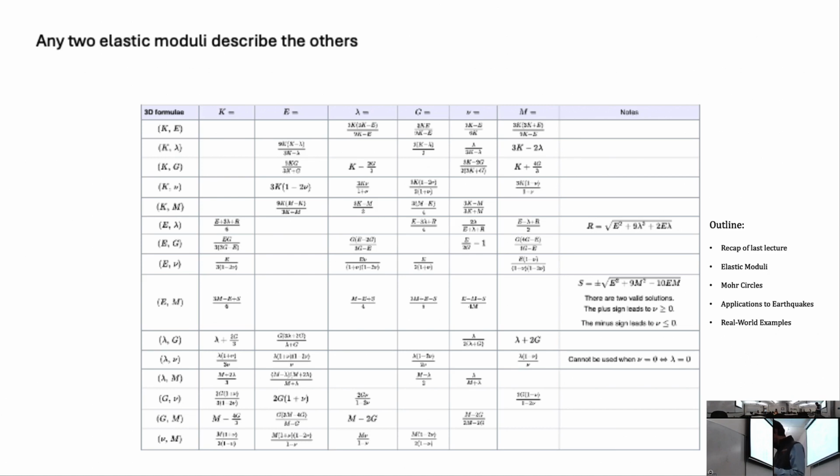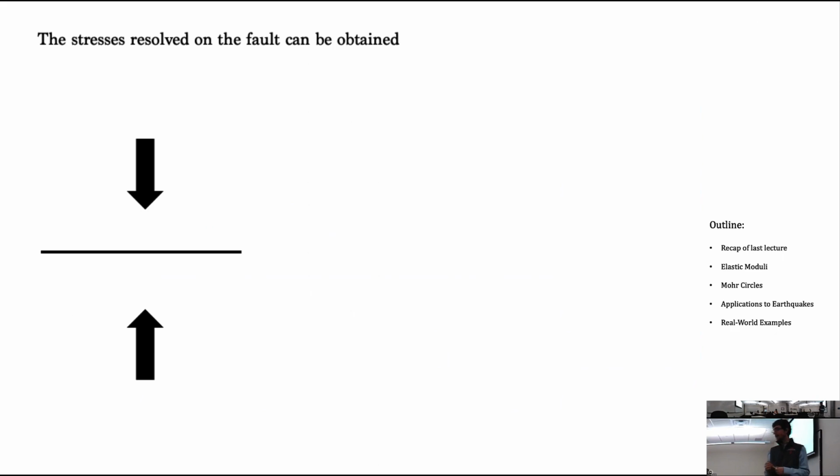Okay, so now let's move on to the fun part, more circles. We talked a lot last time about the rotation of the stress tensor, how that stress tensor can be changed to different orientations, and what the different components of the stress tensor look like when you do that. Now we're going to step away from rotating the stress tensor and think about the physical element of a fault.